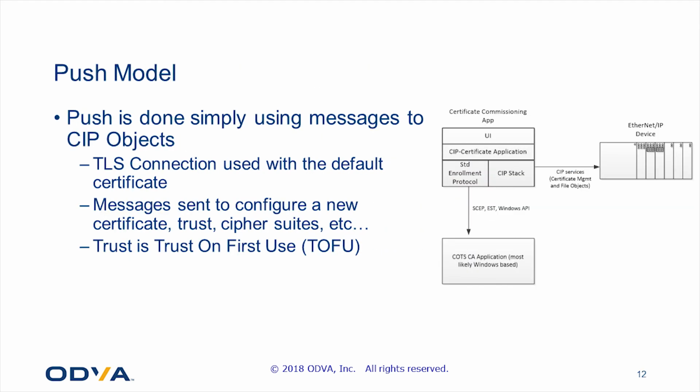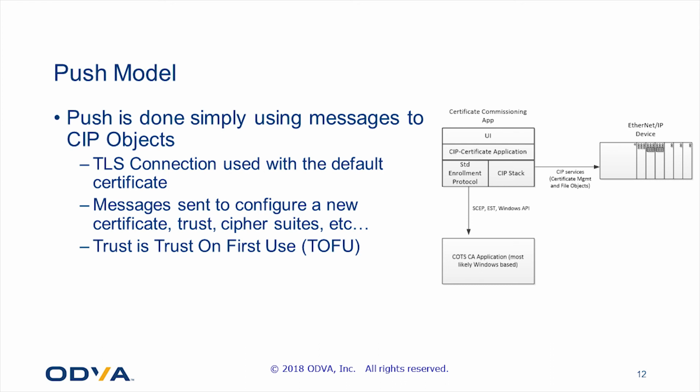With the push model, the client tool connects to the device, and when it connects, it creates a TLS connection, and then it sends a bunch of CIP messages to the objects in order to configure the certificates and all the configuration needed for CIP Security to work. So essentially, it's pushing all the configuration to the device. And the trust here is basically this TOFU model, trust on first use. Whatever gets to the device first is what's able to provision it.